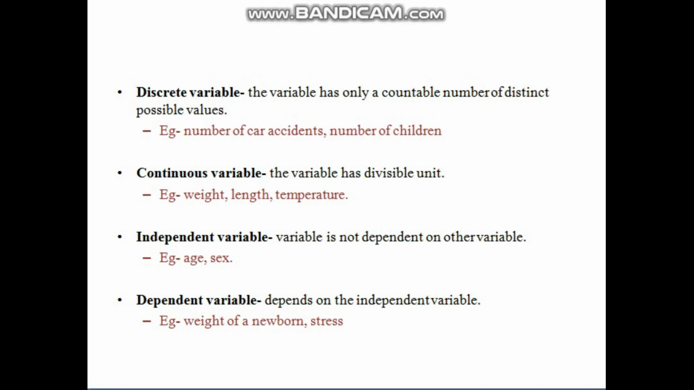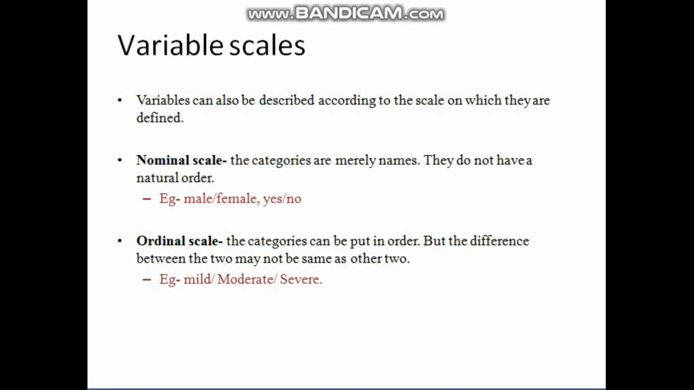Variable scales. Variables can also be described according to the scale on which they are defined. The nominal scale: the categories are merely names. They do not have a natural order. Example, male, female, yes, no. Suppose you have diabetes, that means yes; no diabetes means no. This is called nominal scale.